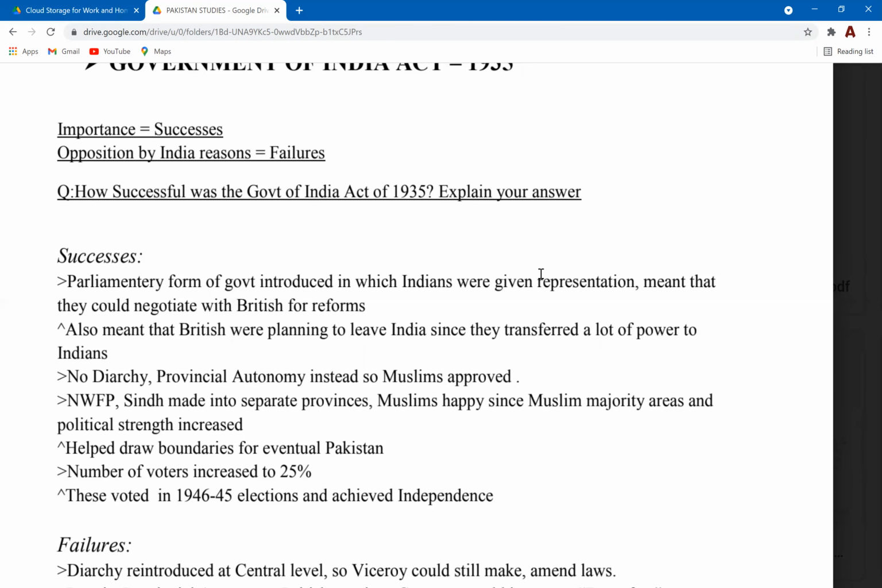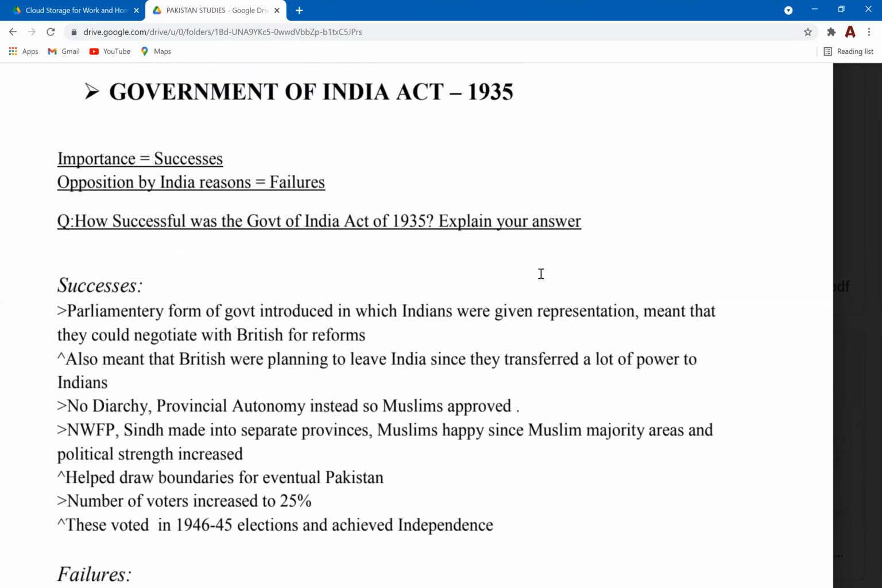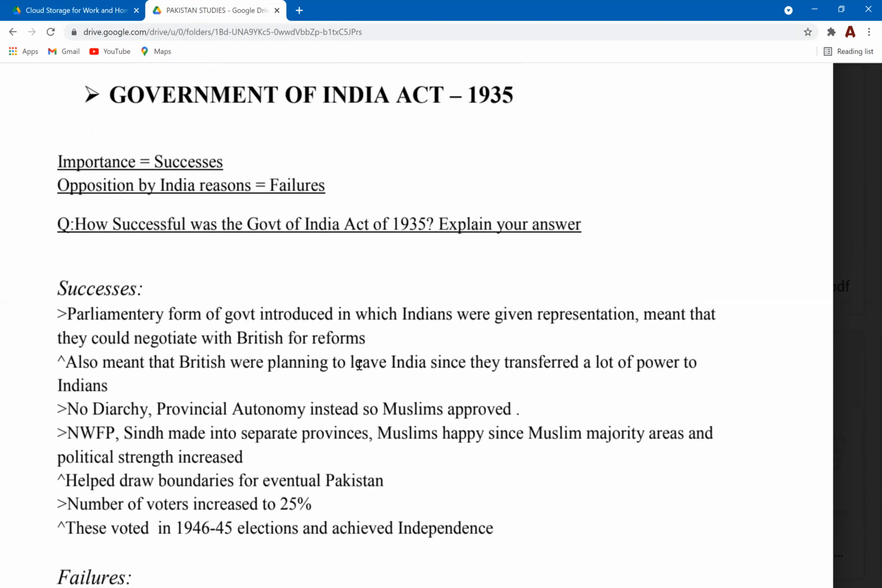So how successful was the Government of India Act of 1935? You can maybe talk about 4 successes and 3 failures. The successes were that it represented a parliamentary form of government. The British now said the Indians would be given representation. They could negotiate with the British, and this was basically a sort of democracy that they introduced in India. The British were planning to leave India at this time, and they wanted to transfer the power to the Indians. When the British were interested in introducing democracy here, it felt as if they might be planning on leaving India. This was just an idea. Nobody knew what was to come in the years ahead.